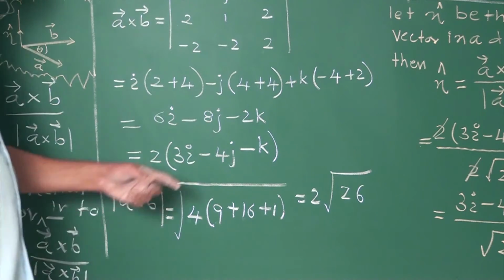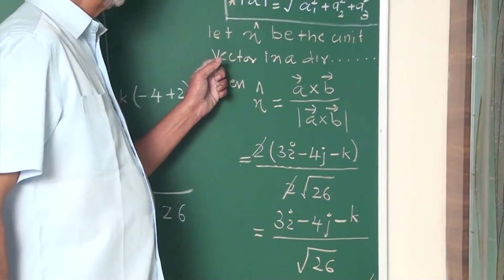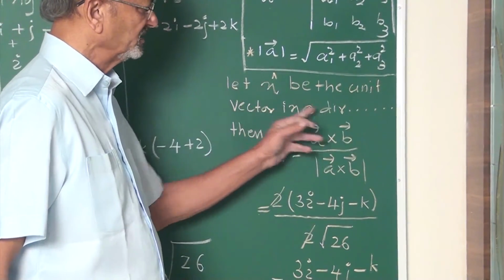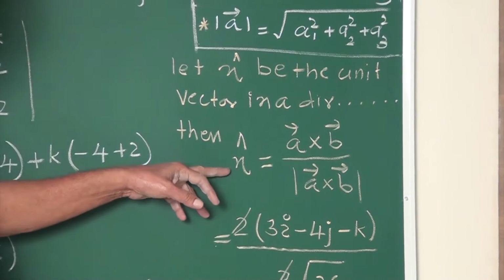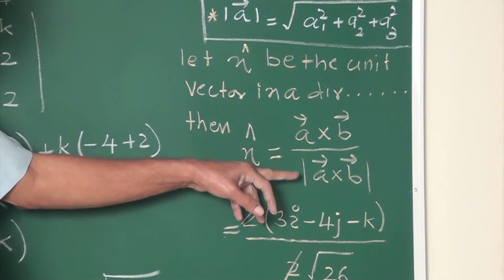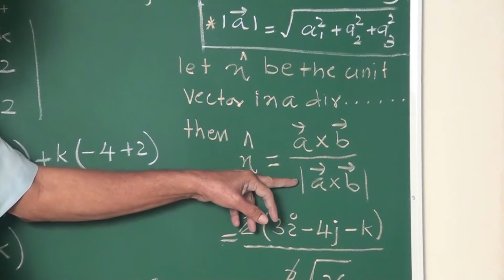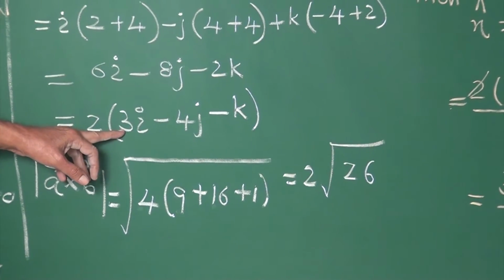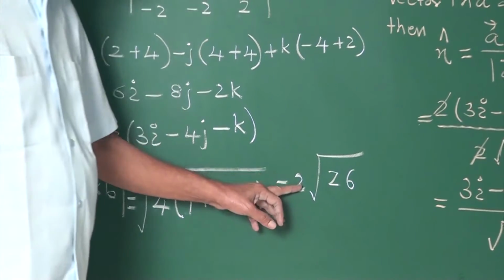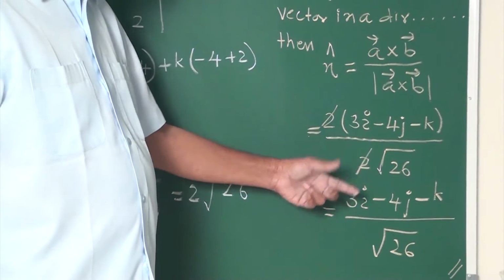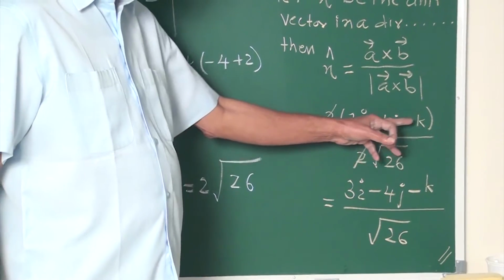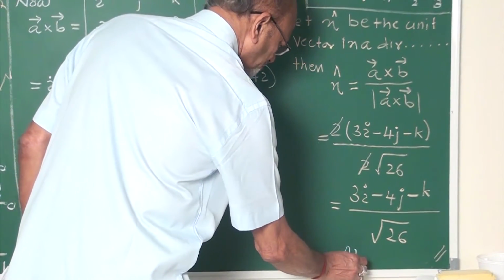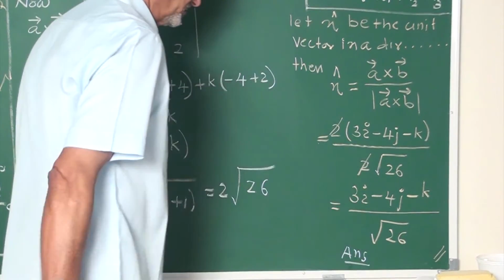Then, let eta cap be the unit vector in a direction perpendicular to the plane containing the vectors. It is there, my friends, lengthy. Understood. Then eta cap is A cross B upon magnitude of A cross B. What is A cross B? It is a vector, my friend. 2 into this upon magnitude 2 into root. This cancels, my friends. What is the answer? 3i minus 4j minus k upon root is the answer for this question. This is the answer, yes, my friends.